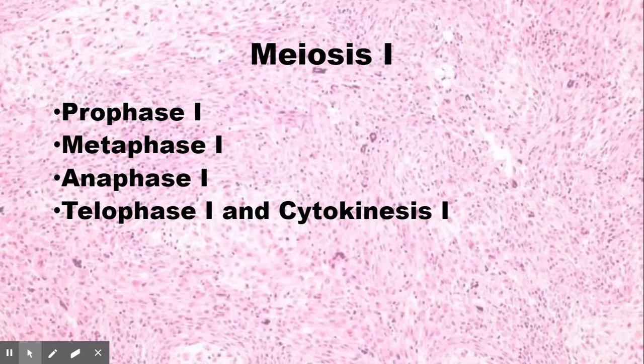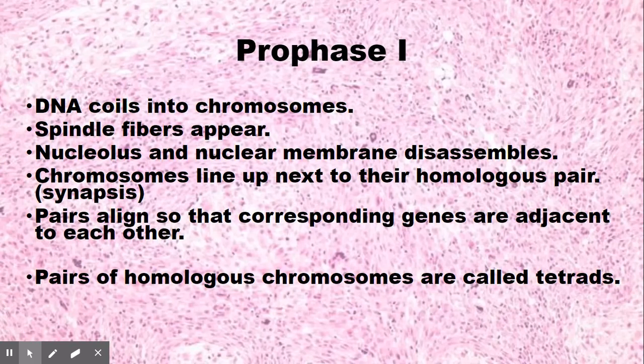So for meiosis 1, we're going to go through prophase, metaphase, anaphase, telophase, similar to mitosis, but these are all going to be phase 1. Prophase 1, the DNA is going to coil up into the chromosomes. Spindle fibers are going to appear. We're again going to have those pairs of homologous chromosomes, now called tetrads.